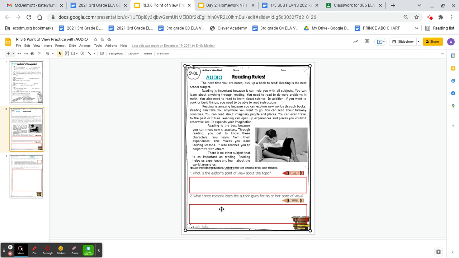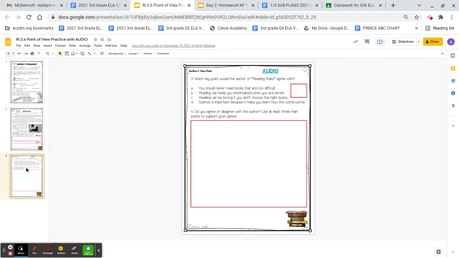What's their opinion? And you're going to give three reasons. So what three reasons does the author give for his or her point of view? You're going to tell us which statement the author would agree with. So which one of those four choices would the author say, yes, I believe is true? And then finally, you're going to give your own opinion. Do you agree or do you disagree with the author on their opinion? And you're going to give at least three main points to support your opinion. Try and give at least two. I know that it says three here. We always talk about claim and detail. So if you can give at least two, that would work as well.